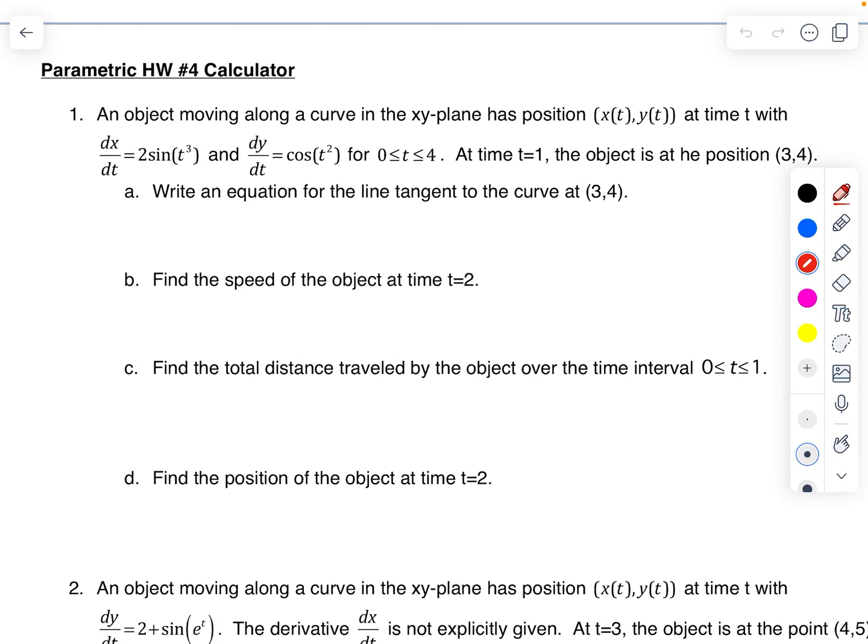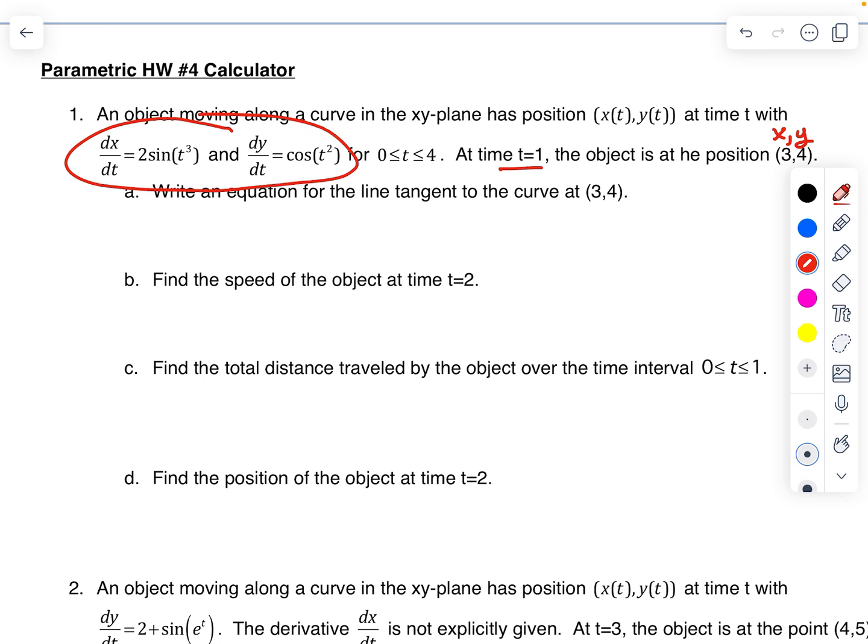Okay, so you've got an object moving in the xy plane. Notice it is giving you dx/dt and dy/dt. And it also gives us the position at time t equals 1. So this is really your xy coordinate at t equals 1. Okay, part A, I want an equation for the tangent line to the curve at (3, 4).